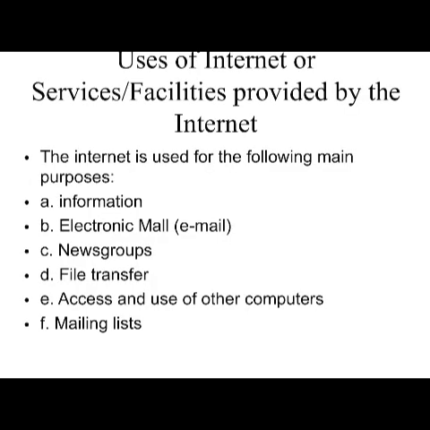Okay, so let us look at the uses of the internet, or the facilities provided by the internet. The internet is used for the following main purposes. The first one is information. When we talk about information, this is the example that I gave, like social media.